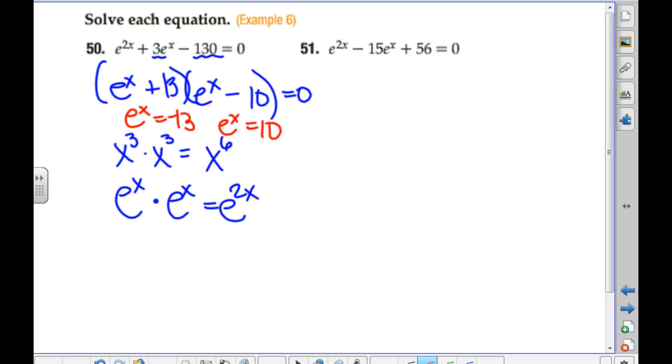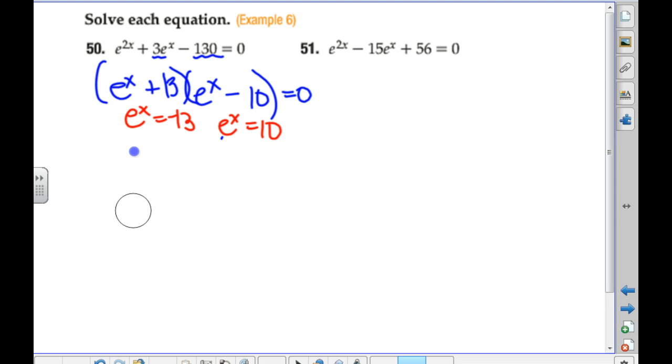All right, but I still have not found x. What do I have to do to be able to find x? Yes, I have to take the log of both sides. Can I do the natural log of negative 13? Okay, so I get to throw that answer totally away.